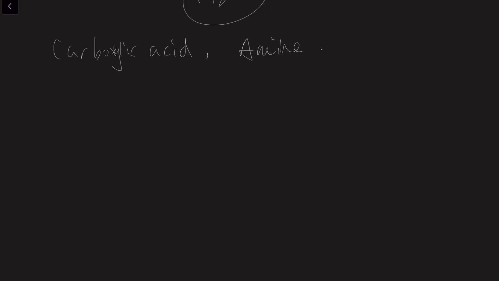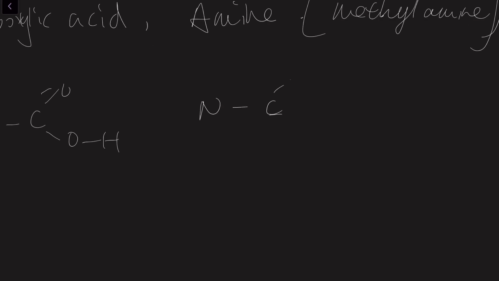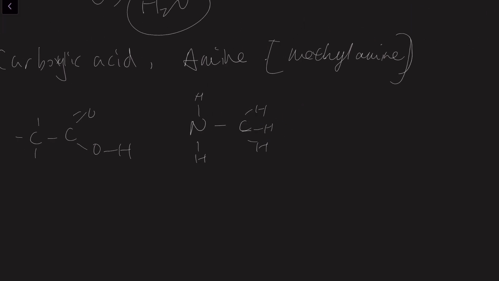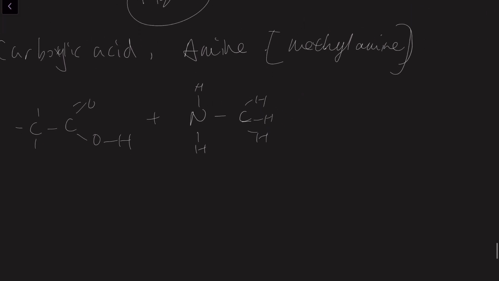So if we have ethanoic acid and suppose we have methylamine, it is NCH3NH2. We have something like this. The OH part and the H part would form water. And then there's a direct link between carbon and nitrogen.